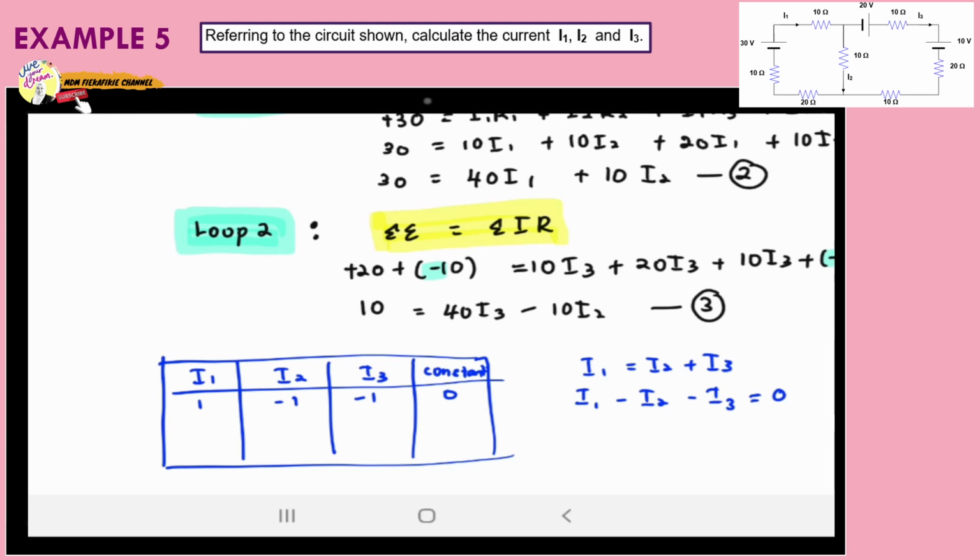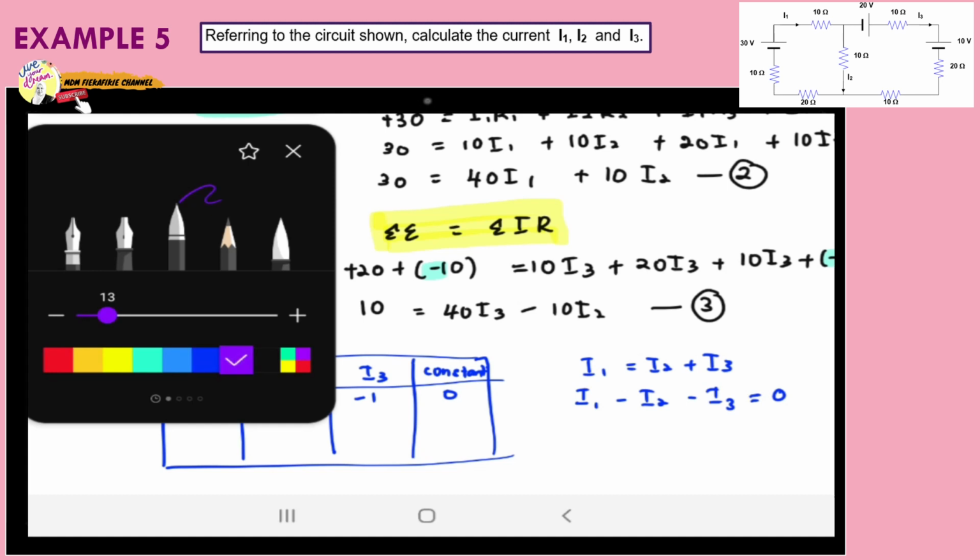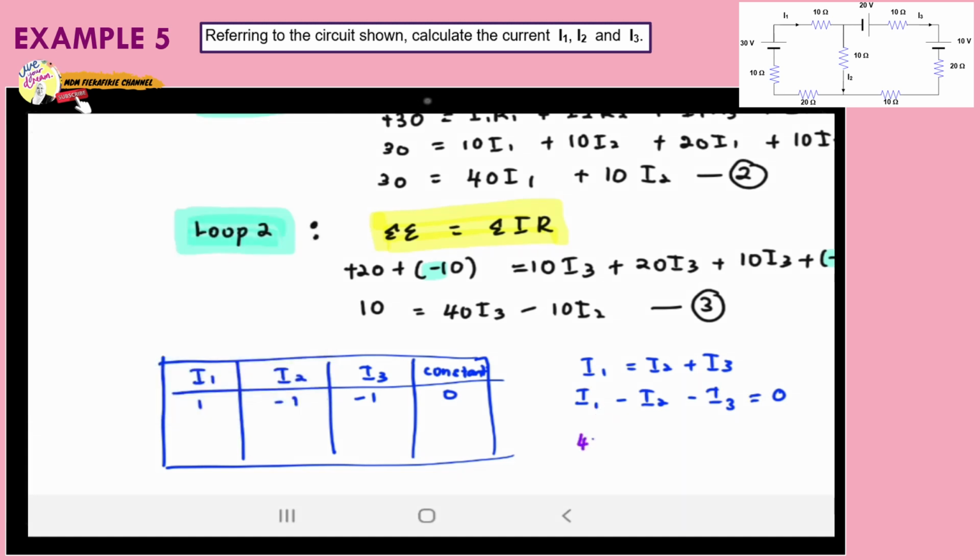For the second equation, we have 40 I1, so let's use another color. 40 I1 plus 10 I2 equal to 30. So I3 is equal to 0. I1 is 40, I2 is positive 10, and no I3, right? So it's 0, and it's equal to 30.